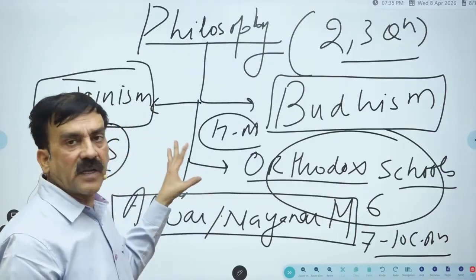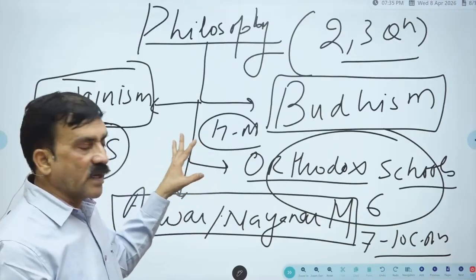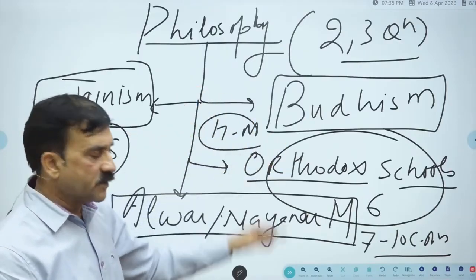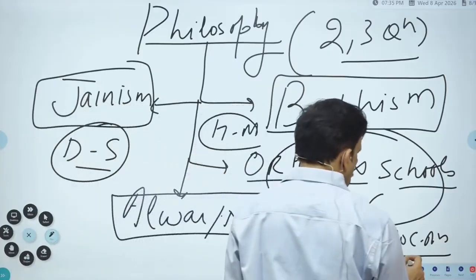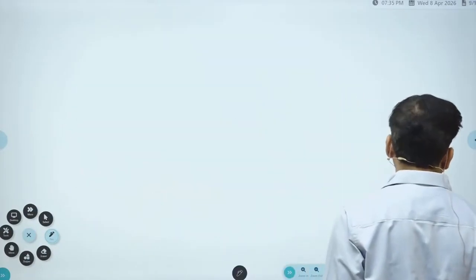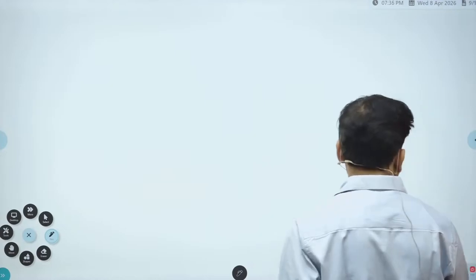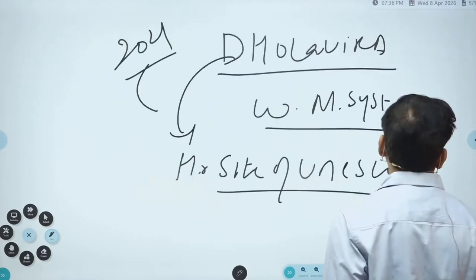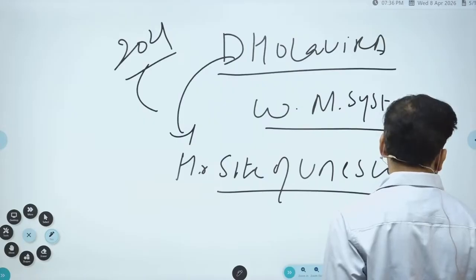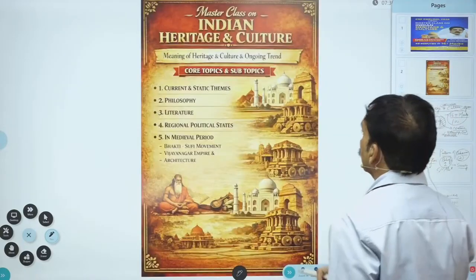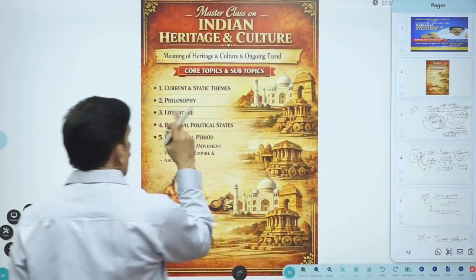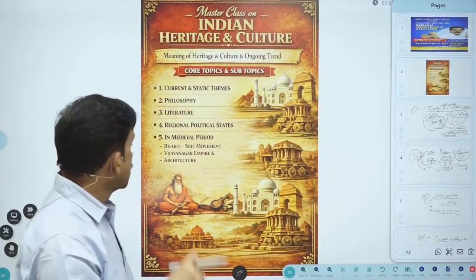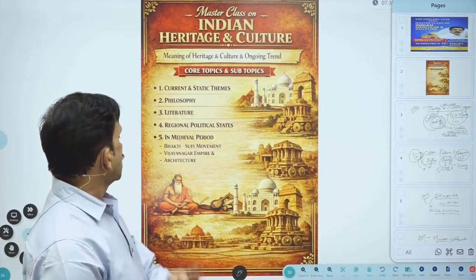So this is very, very important. Around 2 to 3 questions will come here. These 3 areas should be focused on, nothing else in ancient history. Now coming to the next discussion. So we have discussed that philosophy is very important. Ancient history will focus only on 3 areas. Now coming to the third heading, literature.